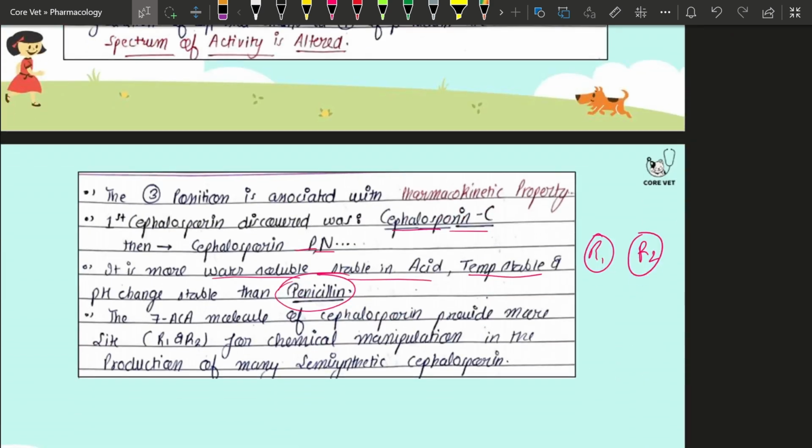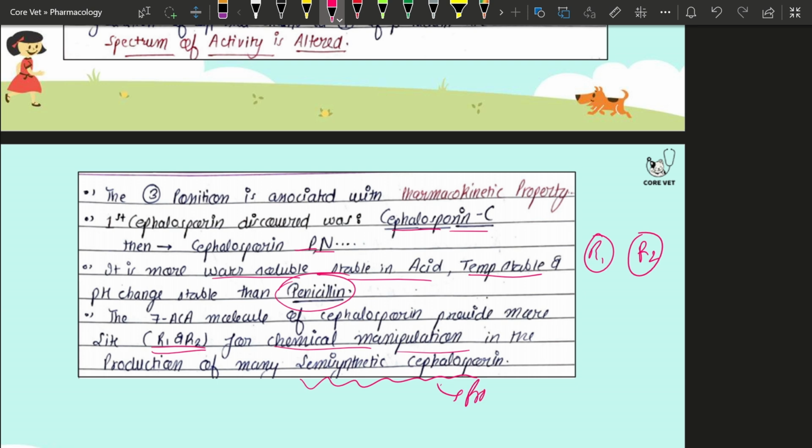So if we talk about the 7-ACA molecule of the cephalosporin, it provides more sites. I had told you that R1 and R2 are extra sites, right? The R2 is the extra site in comparison to the penicillin. So for chemical manipulation, you get an extra site. Okay, so more and more semi-synthetic cephalosporins could be produced, right?